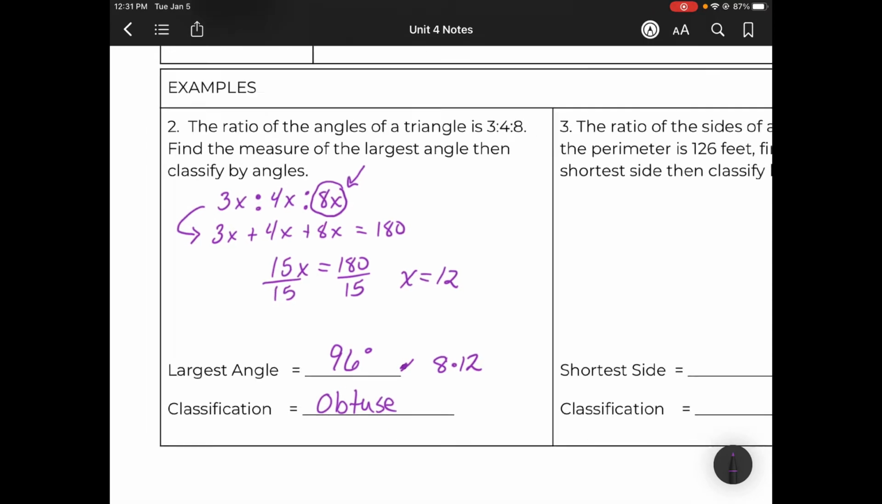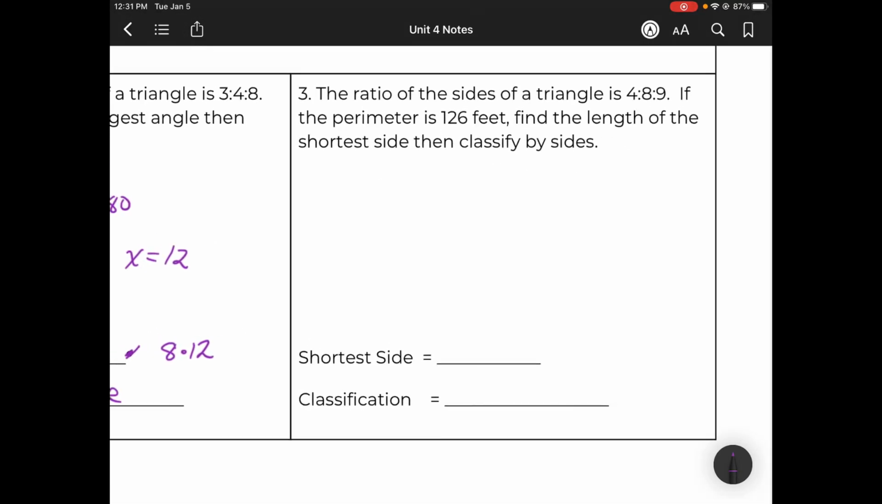Okay? As you continue on in the next example, though, again, they give you an extended ratio, but the ratio this time is of the sides of a triangle. So I'm not going to use the total 180 degrees because I'm comparing sides, not angle measures, which is why they give you this next statement. It says the perimeter is 126. Well, again, perimeter means the sum of all the sides.